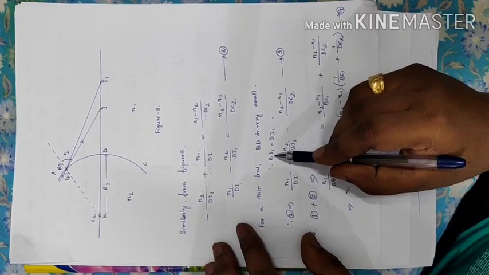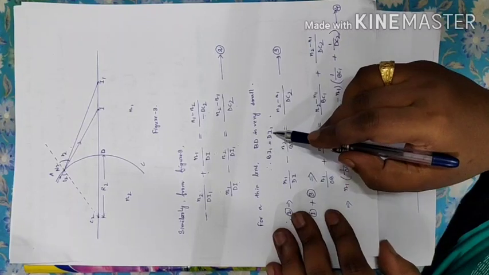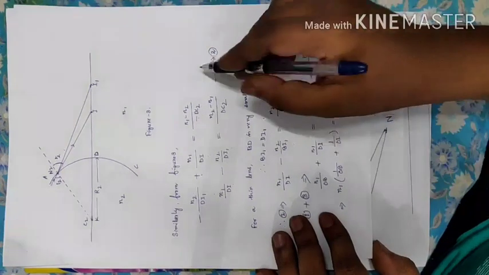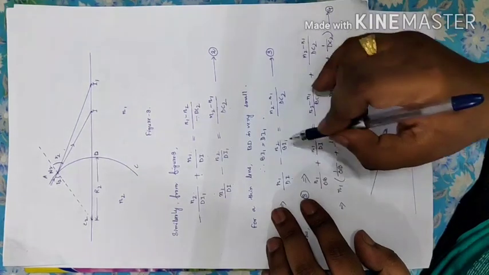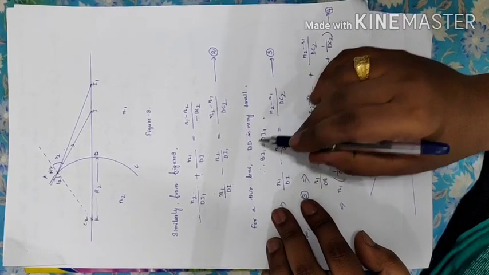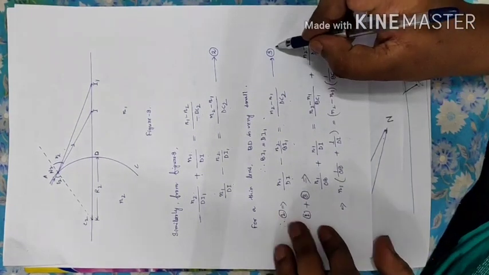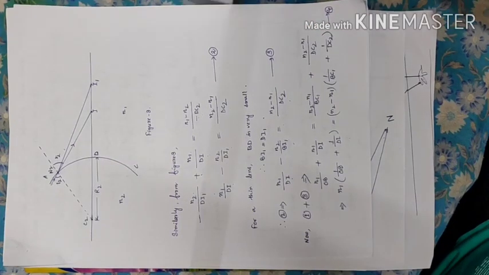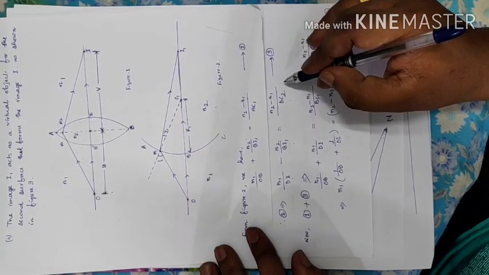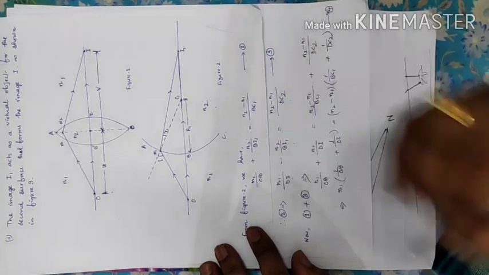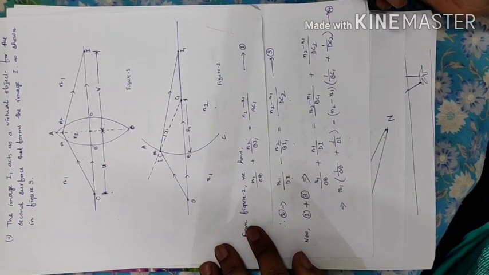If B and D are the same point, then BI1 is equal to DI1 because B and D are the same. Now what will equation number 2 become? n1 by DI minus n2 by BI1, because DI1 is the same as BI1, is equal to n2 minus n1 by DC2. As it is, make it equation number 3. Now add these two equations, equation number 1 plus equation number 3. Add the left side terms and the right side terms.